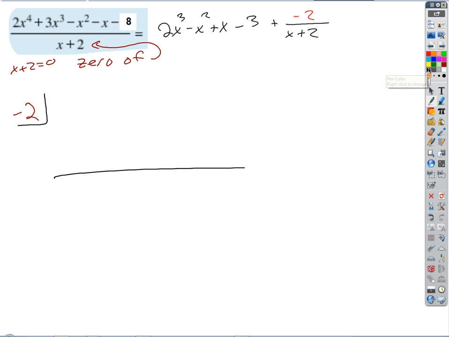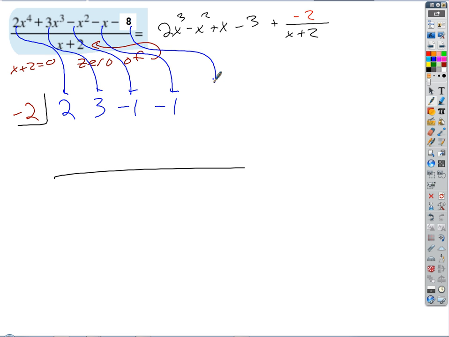All right, the numbers that go in the first row are just going to be the coefficients of the polynomial in order, and I have to include zeros if we're missing a term. So here we've got a 2, a 3, a -1, a -1, and a -8. And I'm going to put a box under the line in the last column. So that's how we set it up, right? That represents the division problem we're doing. Now here's how you do it.